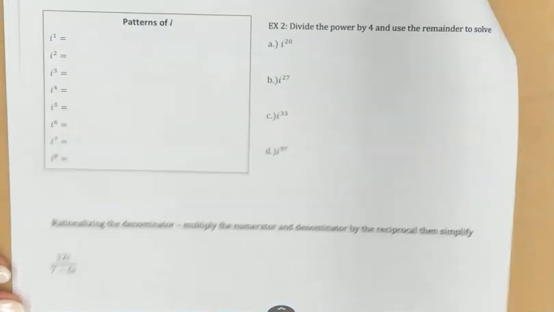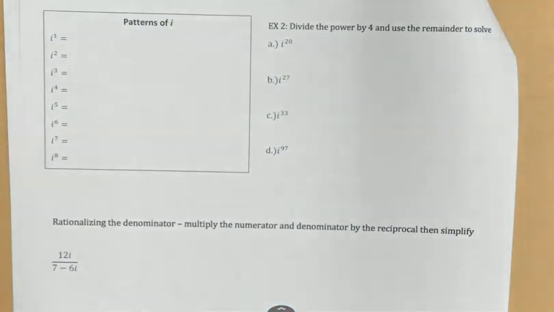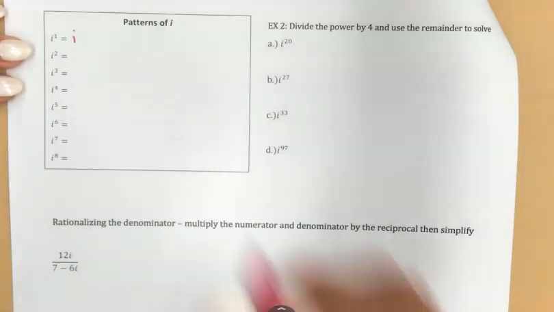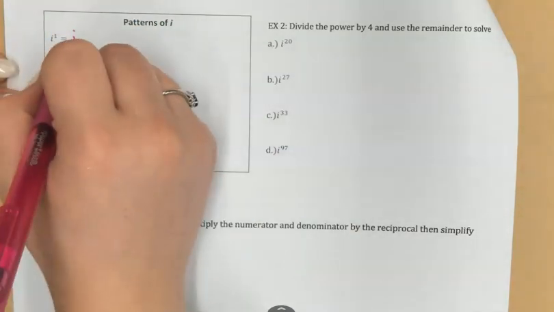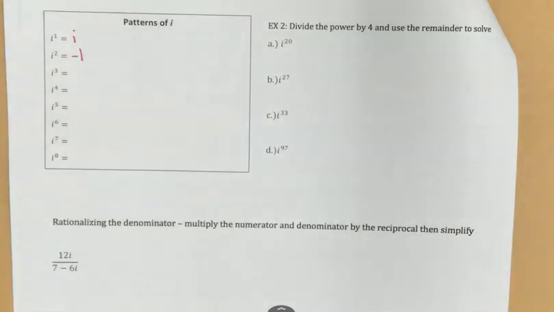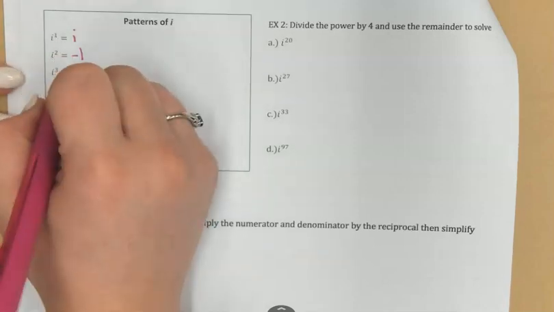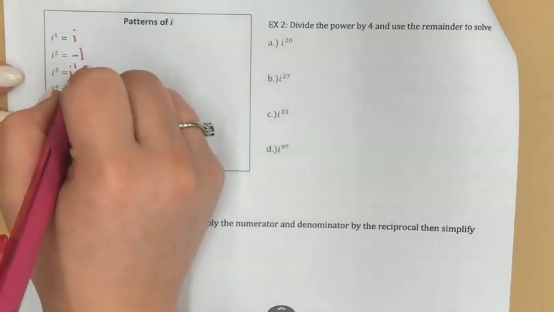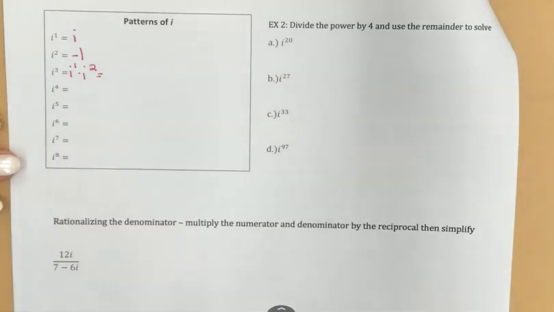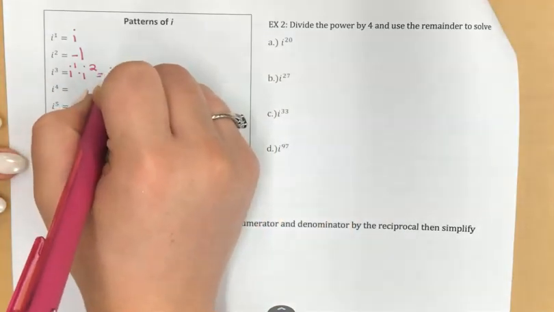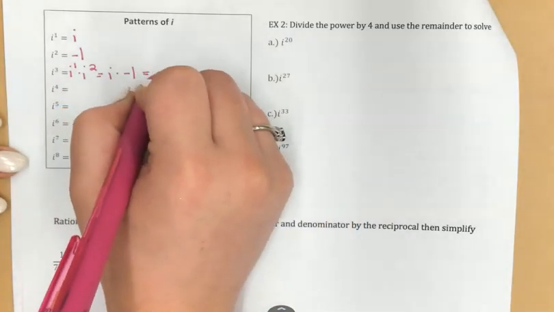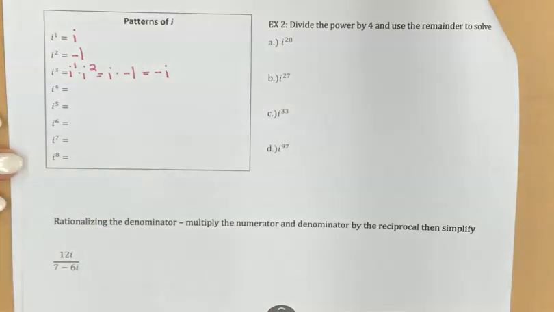Now we are going to look at i to different powers and see if we can find a pattern. Now, anything to the first power is just itself. So i to the 1 is i. i squared, we already know, is -1. Now, I'm going to use my exponent rules to rewrite i to the third. Remember, when you multiply like terms, you add their exponents. So i to the 1 times i squared is the same thing as i to the third. So that's i times -1, which is -i.